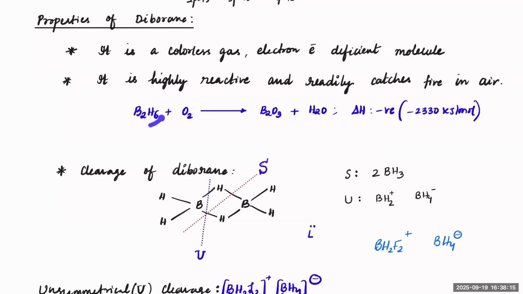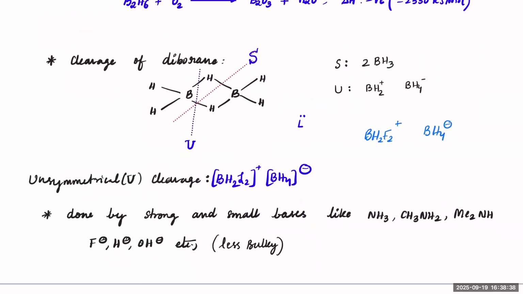So B2H6, just as it comes in contact with air or oxygen in air, will immediately become B2O3 and H2O is being formed. So this H2O will avoid a lot of fire formation. It will come out as steam, but a huge amount of energy is released. You can see that.